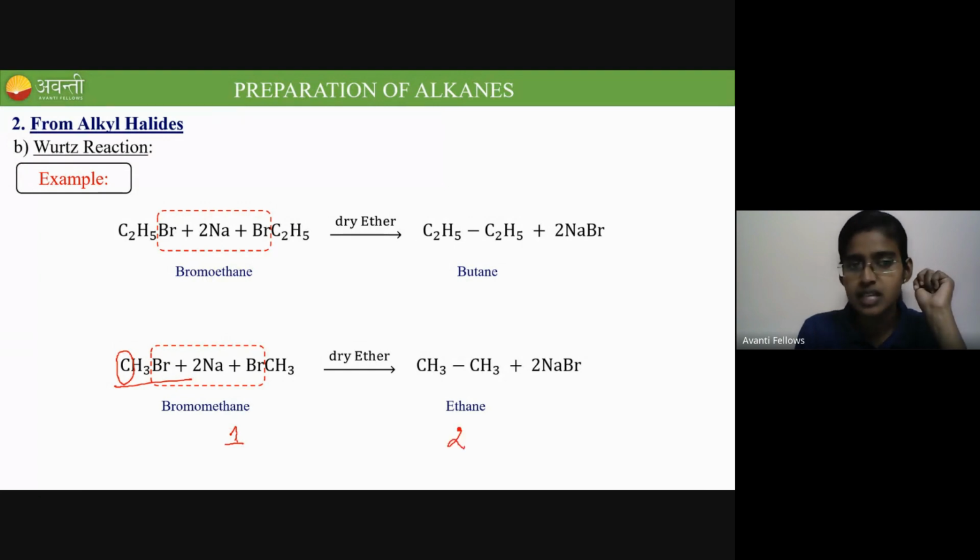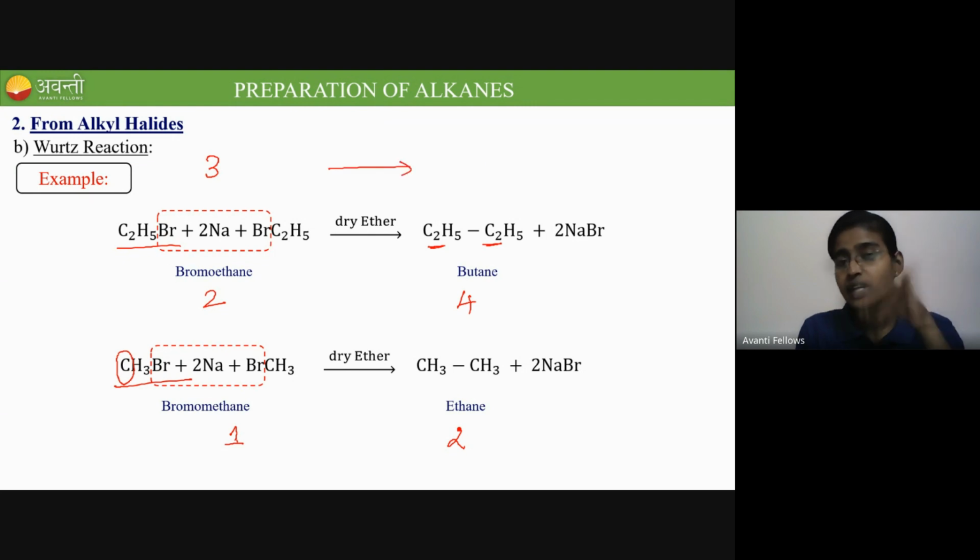And in this example, we took a 2 carbon containing alkyl halide, but in the product, how many carbons are formed? A 4 carbon containing alkane is formed. If we are taking a 3 carbon containing alkyl halide, then we will end up with a 6 carbon containing alkane. If we are taking a 4 carbon containing alkyl halide, we will end up with an 8 carbon containing alkane.